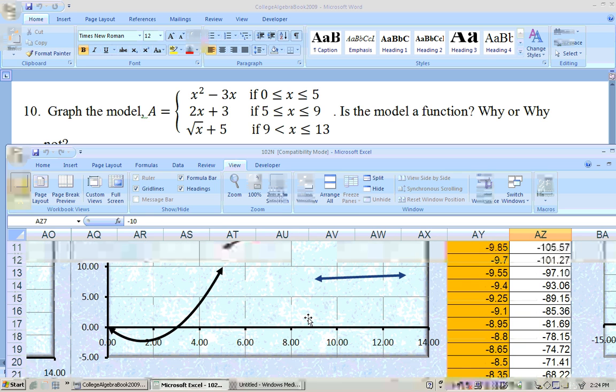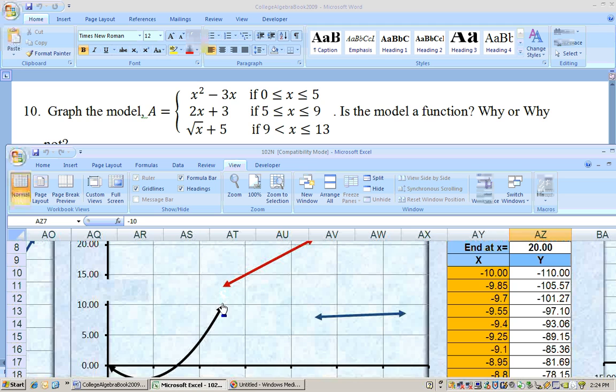So let's take a look, and you can see we get different values right here for this, and also on the other one we get different values too. So it's definitely not a function, and that's what this piecewise defined model looks like.